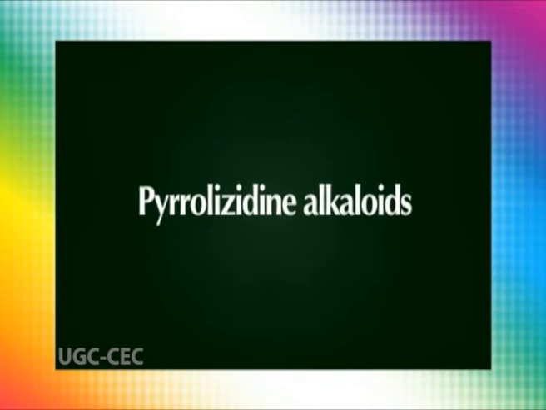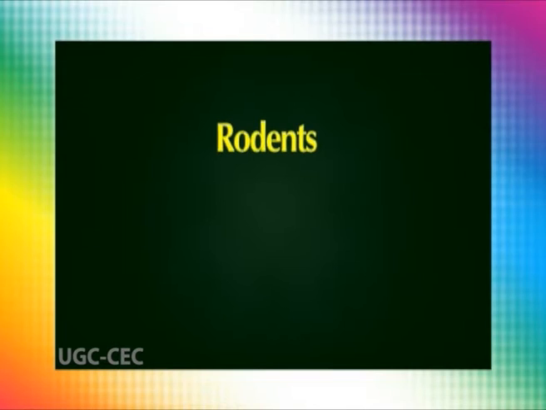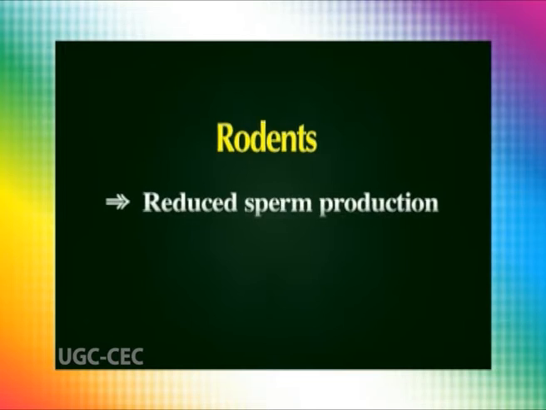Pyrrolizidine alkaloids inhibit pain, cancer cells, and bacteria. They also help in stimulation of bone marrow leukocytes as well as myocardial contractility. Methylxanthines bind to adenosine receptors and elicit neurological effects in man and animals, which may be regarded as stimulating at low to moderate intake. In rodents, high intakes of methylxanthines show reduced sperm production and testicular atrophy.